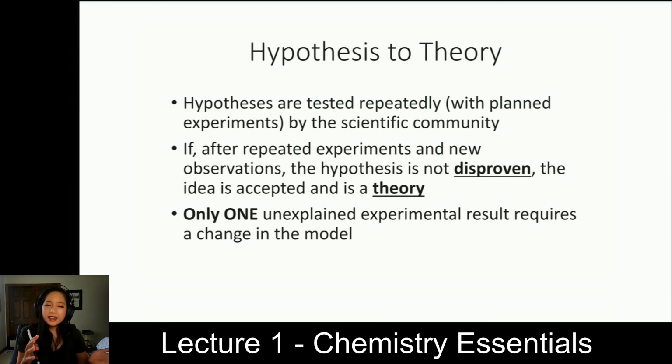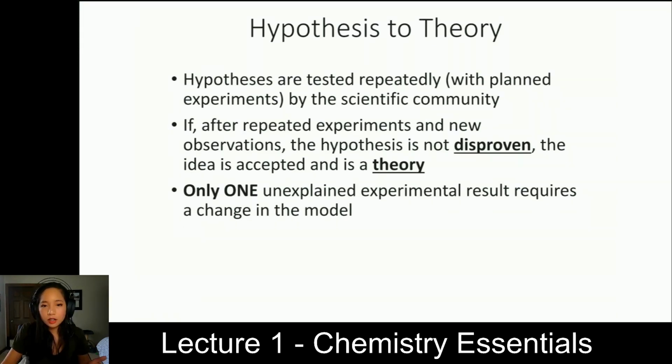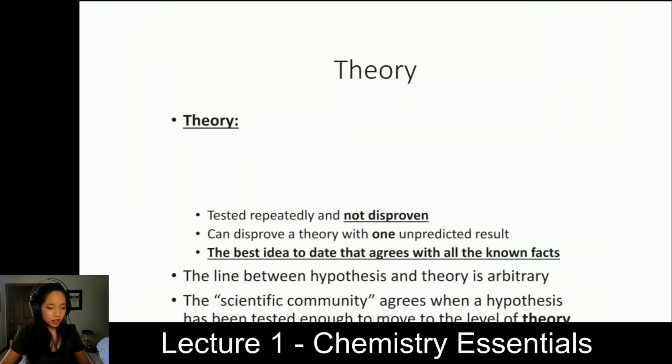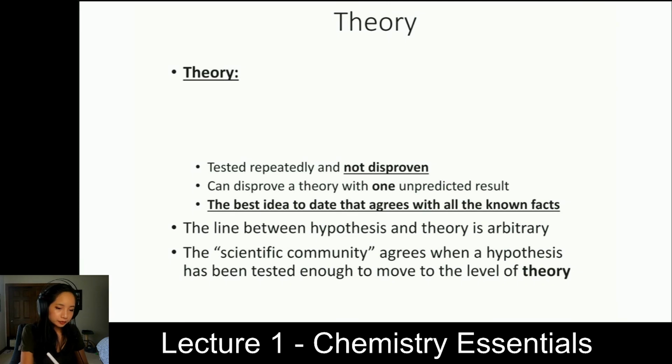So there's kind of a gray area between hypothesis and theory. It essentially has to be accepted by the scientific community that this is true. But again, theories can change because all it takes is one experiment to disprove the whole thing. So essentially, a theory is just a very robust hypothesis that has not been disproven yet. So let's actually define this.